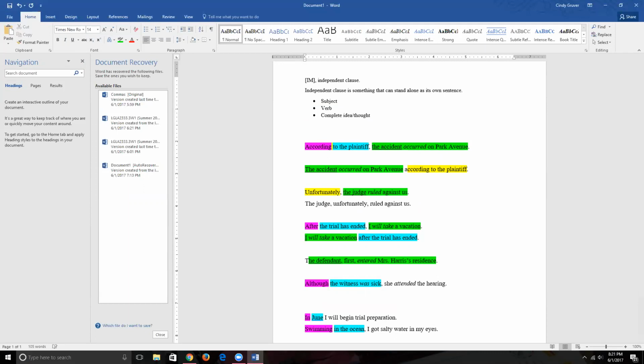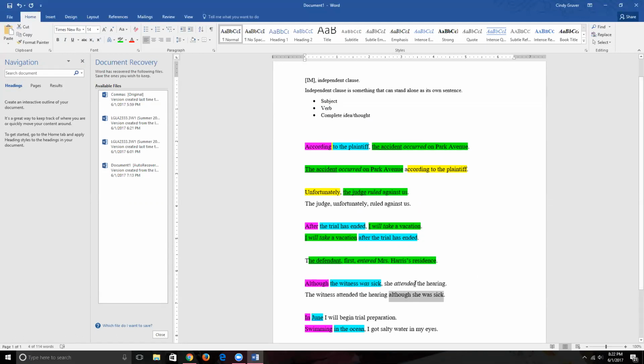Okay? If we were to reverse the order, she attended the hearing, although the witness was sick. Now we probably ought to change the pronouns and lead with the witness attended the hearing although she was sick. Makes a little more sense. Okay, again, the only reason that we put a comma separating this is because this was introductory material, not an independent clause. When we put it not in the introduction spot, not the beginning, we don't put a comma.